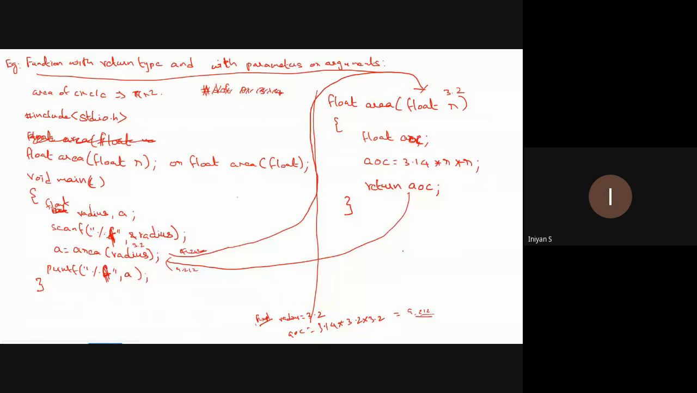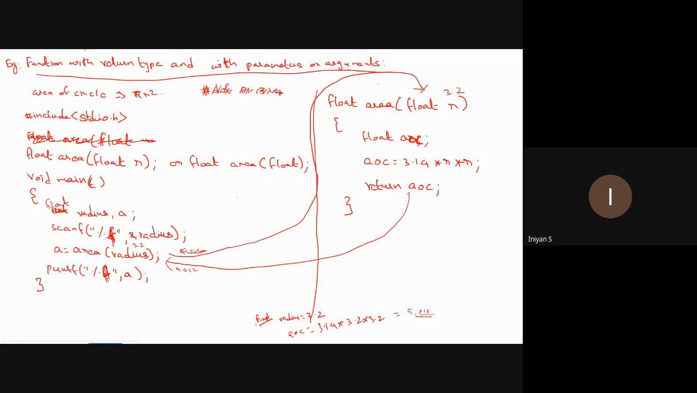Do you have any doubt in this one? Next category. What is the next category, ma? Two categories we have already finished: a function without parameters and without return type, and a function with return type and with parameters. What is the next category, ma?